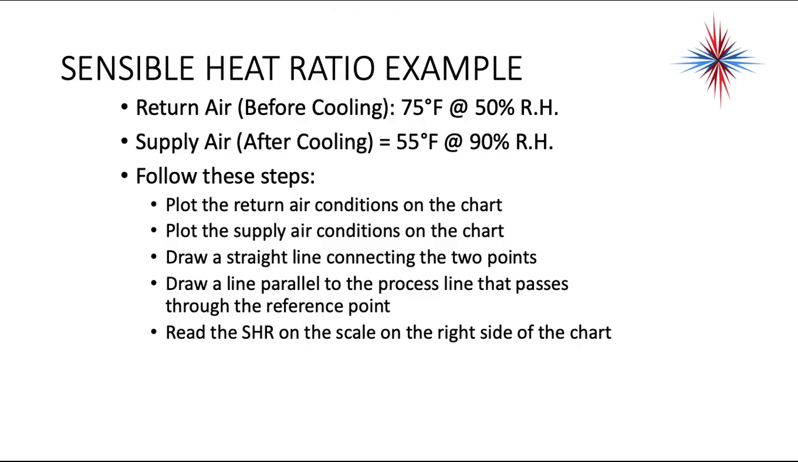So, if we take a return air before cooling at 75 degrees, 50% humidity, and supply air after cooling at 55 degrees, 90% humidity, what we're going to do is plot the return air, plot the supply air, and draw a straight line connecting the two points. That's my process line. Then we draw a line parallel to the process line that passes through the reference point. Then we read the sensible heat ratio on the scale on the right of the chart.